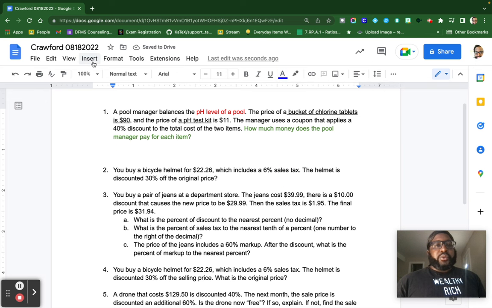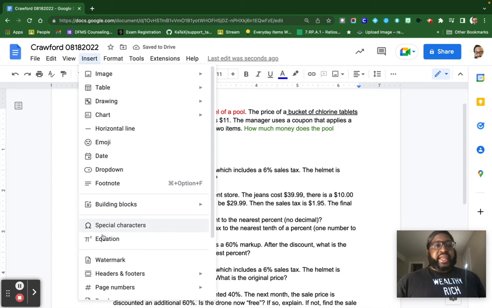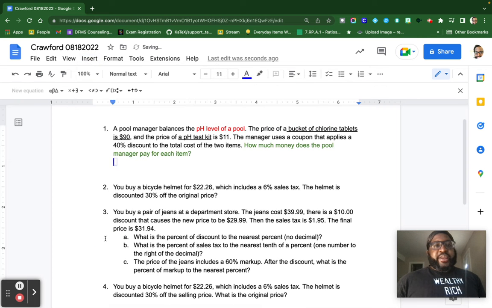And I'm going to do this in blue. I'm going to go to my trusty insert equation and make it look fancy. Okay. So what we want to know is the new price. I'm going to call that P. And then I'm going to say that P is equal to the original times 1 minus D. And I'm going to call that discount.